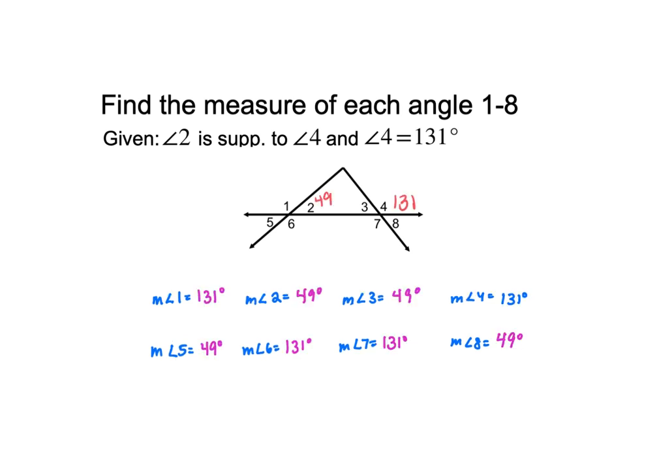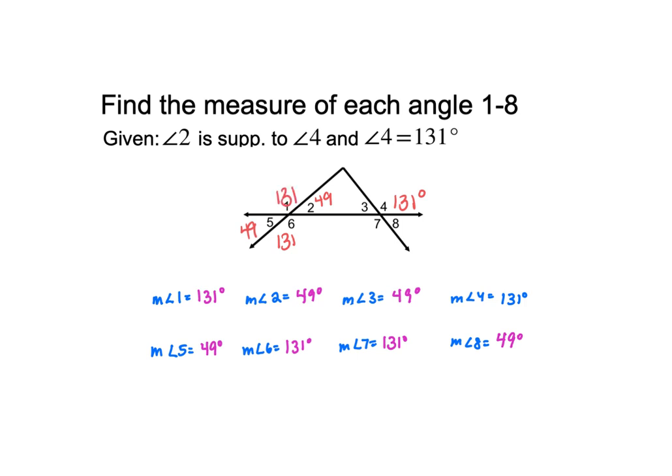You should be able to use the information provided here to find all the angle measures. If you know that angle 4 is 131 degrees, and 4 and 2 are supplementary, that means angle 2 is 180 minus 131, or 49. Now, any two angles that lie on a straight line are supplementary. So if this is 49, this is going to be 180 minus that, or 131. This one and this one are supplementary, so this is 49. Angle 1 and angle 5 are supplementary, so that's 131.